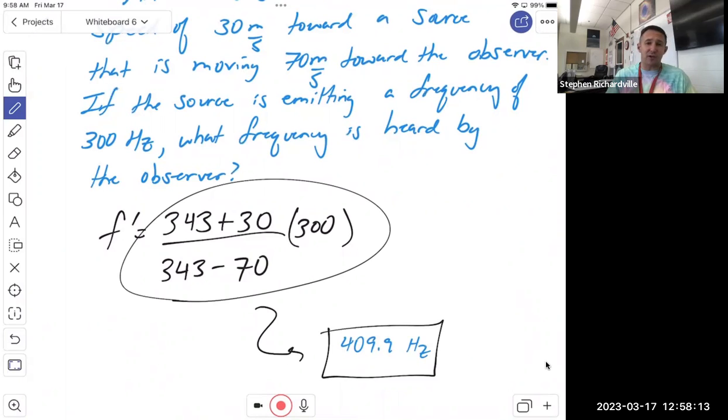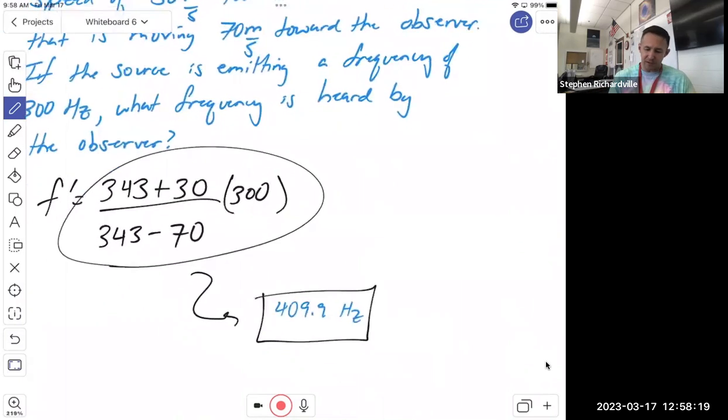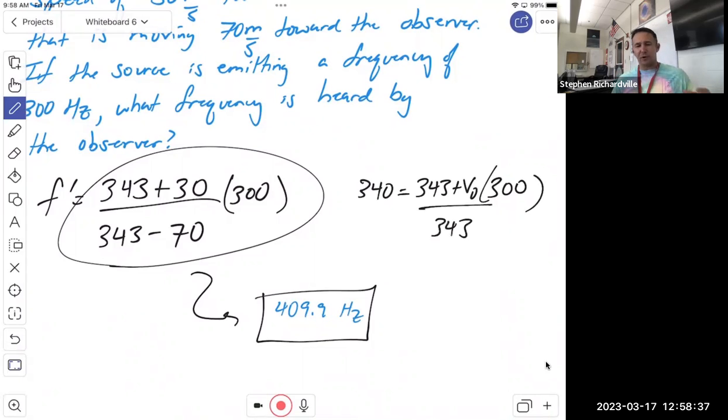You might have a situation where you have to solve for a velocity. So if you're solving for velocity and you know the observed frequency, say the actual frequency is 300, but the observed frequency is 340. How fast is the observer moving? Then I could do 343 plus V observer, and as long as the source isn't moving, I would just have 343 down here. But there are different ways to solve this in case you have to solve for a different variable. Make sense? All right. That's the lesson for today.